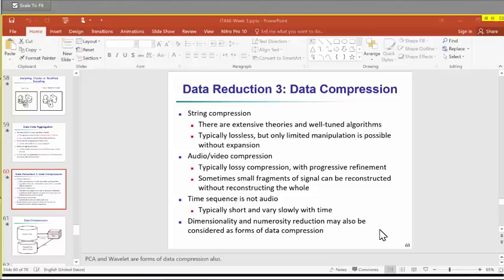Also we can have dimensionality and numerosity reduction, which may be considered a form of data compression, because we are reducing one dimension and thus we are compressing the data.